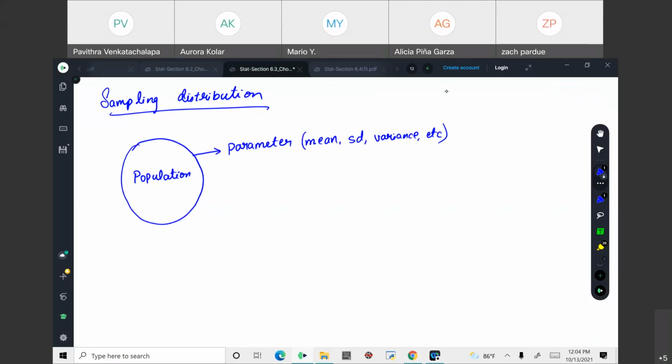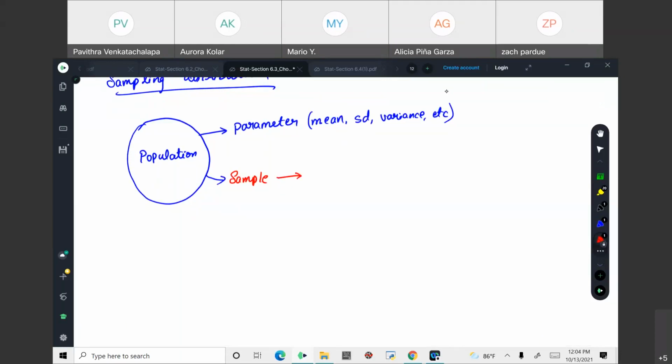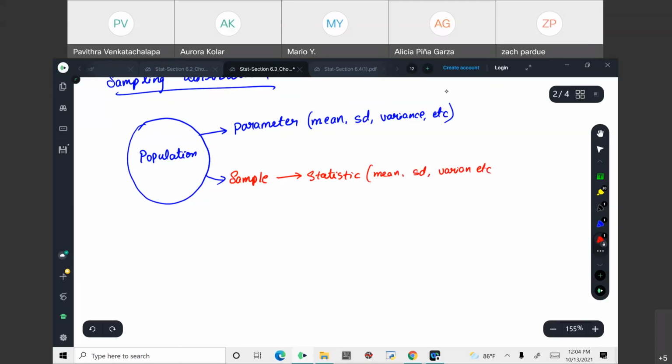Now, as we have been studying from chapter 1, we cannot do this using the whole population. So what do we do? We take a sample, of some size, it could be any size, and then we find out a mean or some parameter. The parameter of that sample is called a statistic. This statistic could be mean, standard deviation, variance, etc. And I will use this statistic to find the parameter of the population.